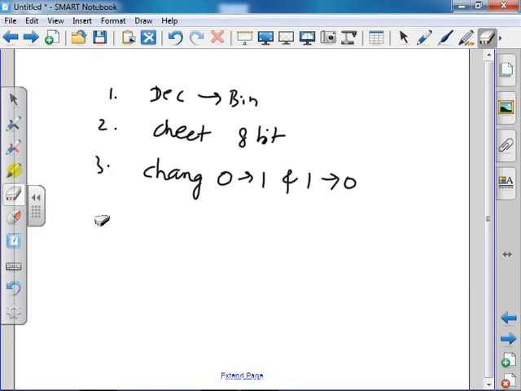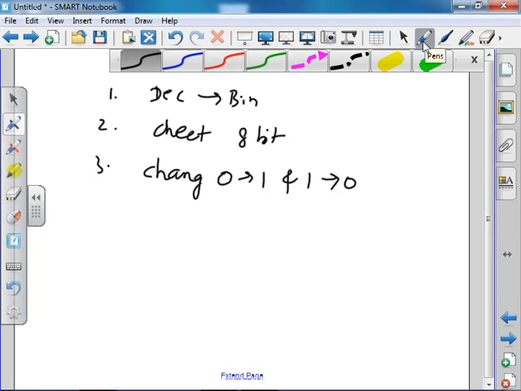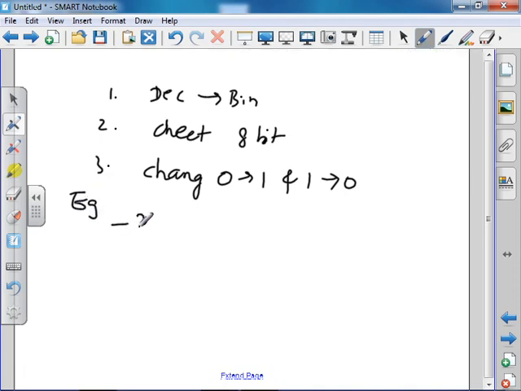So, the ones complement number. How do we convert the given number into a ones complement number? Look at this example: minus 24. It is equivalent to the binary number 11000. It should be an 8-digit number, but we have only 5 digits, so add 3 zeros in front of the number: 000 11000.